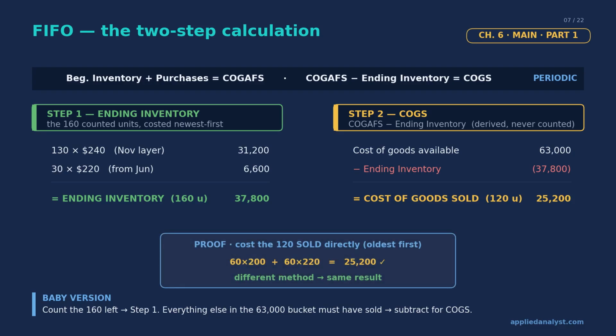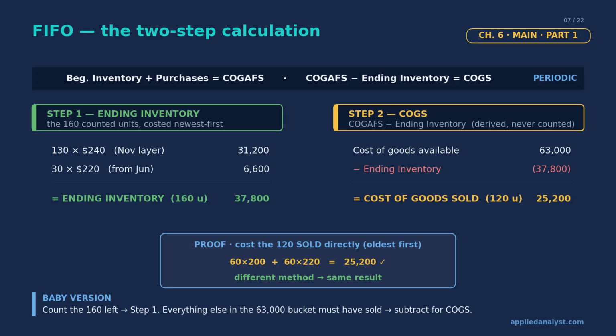Proof. Cost the 120 sold units directly. Oldest first, 60 units at 200, and then 60 more at 220. Together that's 25,200. Different method, same result. That arrow ties it right back to the step 2 number. And say the placement with me. Cost of goods sold to the income statement as an expense. Ending inventory to the balance sheet as a current asset. FIFO ships the cheap, old costs out.